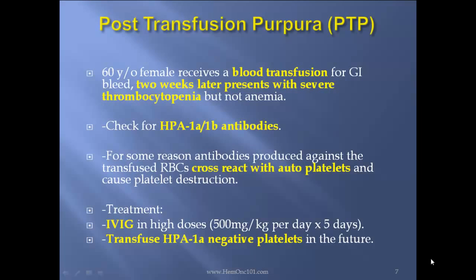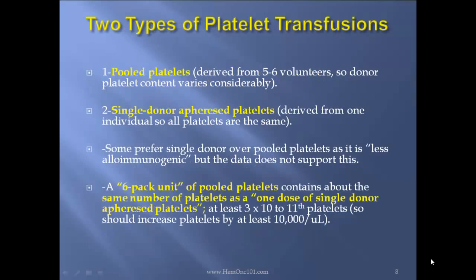Post-transfusion purpura case report: a 60-year-old female receives a blood transfusion for GI bleeding. Two weeks later she presents with severe thrombocytopenia, but not anemia. So what happened? Always check for HPA-1A/1B antibodies. For some reason, antibodies produced against the transfused RBCs cross-react with autoplatelets and cause platelet destruction. Patient presents with thrombocytopenia 2 weeks later. Treatment: IVIG and transfuse HPA-1A negative platelets in the future.